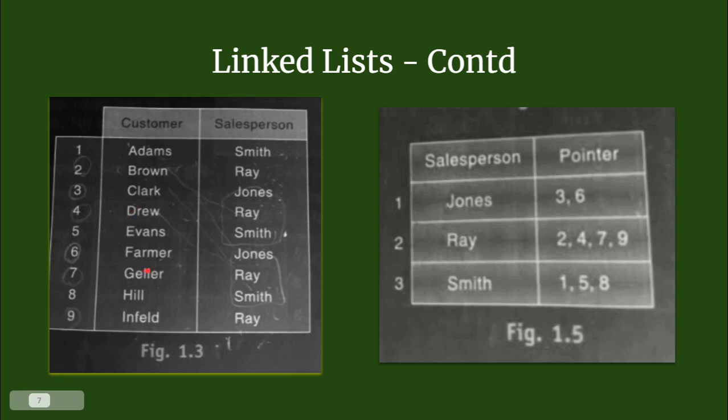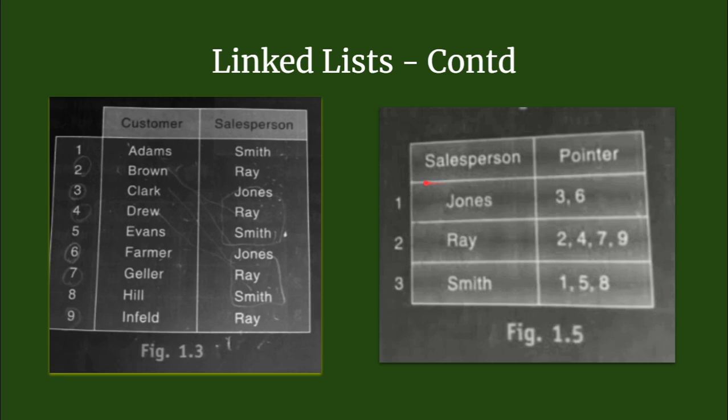In the same way, Ray is associated with Brown, Drew, Geller and Infeld, 4 persons. So Ray has the positions 2, 4, 7 and 9 as the pointers, which point to the customers in positions 2, 4, 7 and 9. In the same way for Smith it is 1, 5, 8. Smith is associated with Adam, which is 1, Evans, which is 5, and Hill, which is 8. So this is one more representation using pointers to represent the linked list.